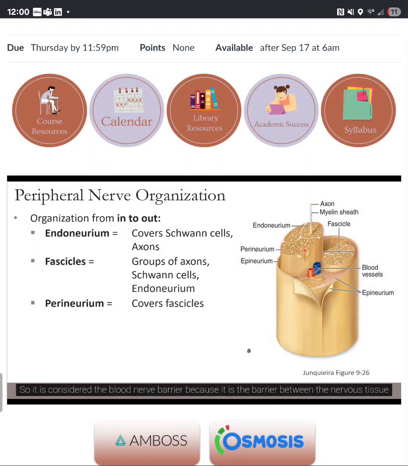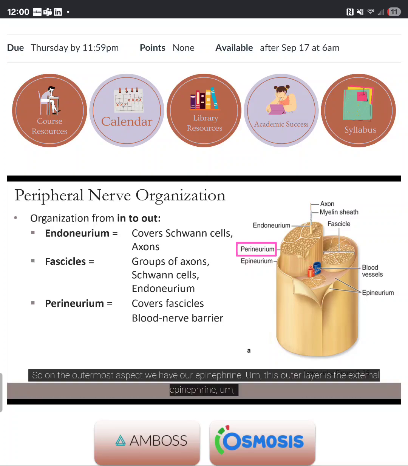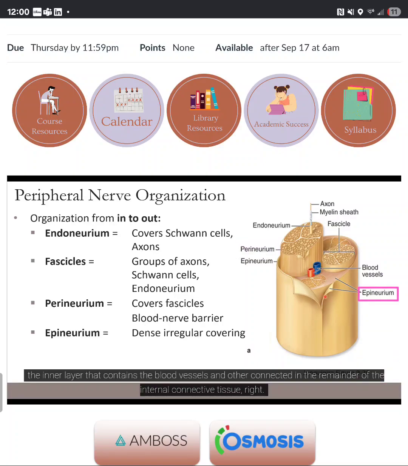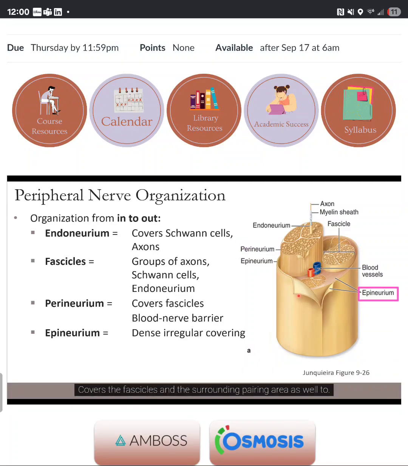So it is considered the blood-nerve barrier because it is the barrier between the nervous tissue and the blood supply that is actually located in the internal aspect of the epineurium tissue. So on the outermost aspect, we have our epineurium. This outer layer is the external epineurium, and the inner layer that contains the blood vessels and the remainder of the internal connective tissue covers the fascicles and the surrounding perineurium as well.